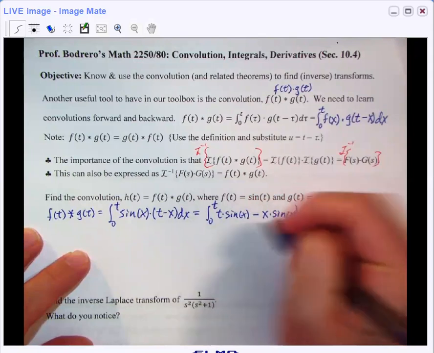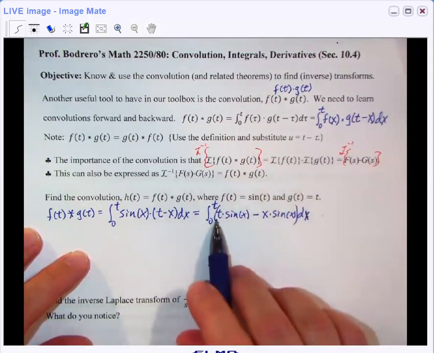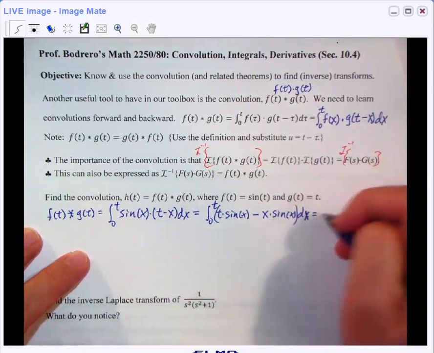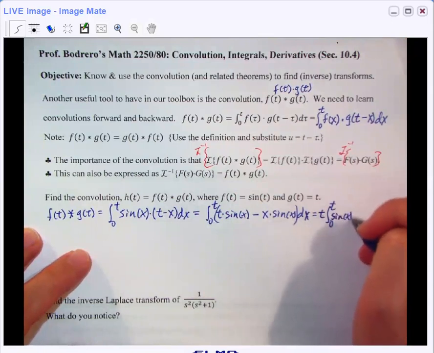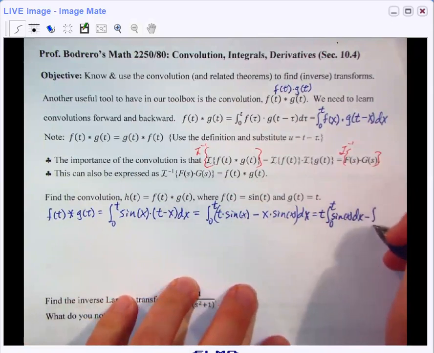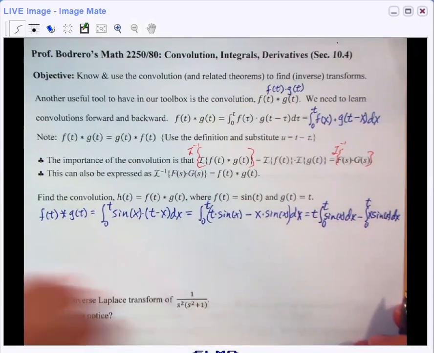Now, x is the variable, t acts like a constant, so we can factor the constant multiple out here, getting t times the integral 0 to t of sine of x dx minus the integral from 0 to t of x sine of x dx.